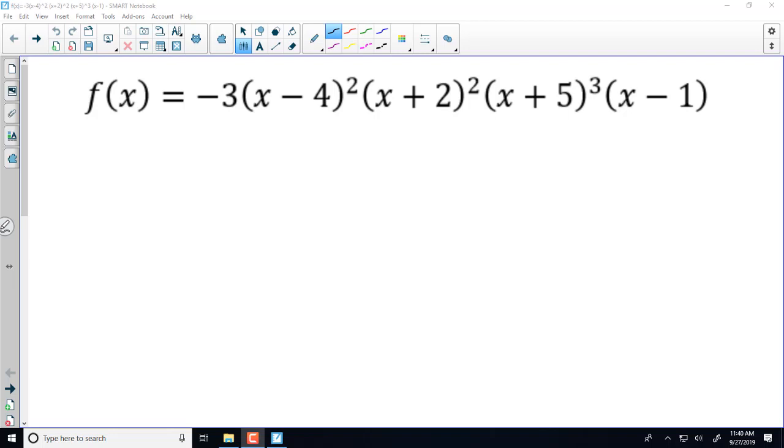So the first thing we'll do is identify the leading coefficient of our polynomial. And the leading coefficient is -3. We can see it out here in front.